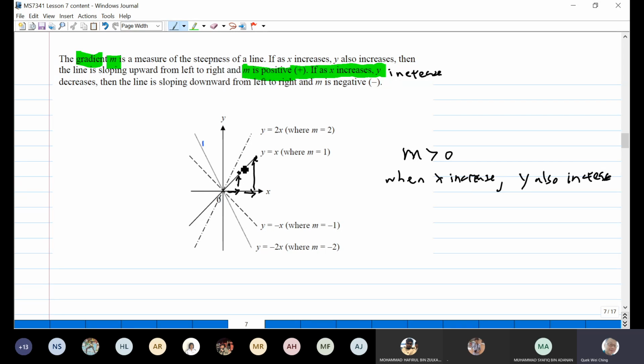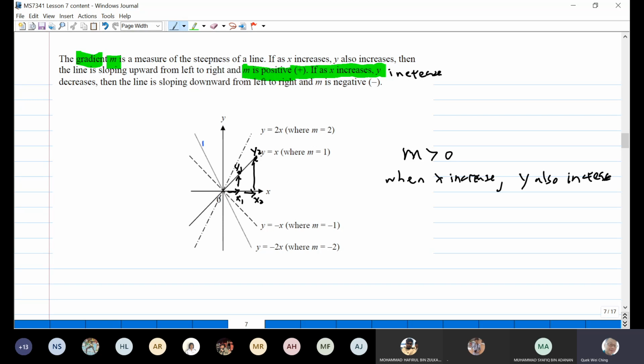Okay, you can see the difference. The value of x increased, the value of y also increased. How much they increase depends on the m. The bigger the m, the bigger the increment. For example, m equal to 1, basically the ratio is 1. When x increases, y also increases. So this is x1, this is x2, this is y1, this is y2.